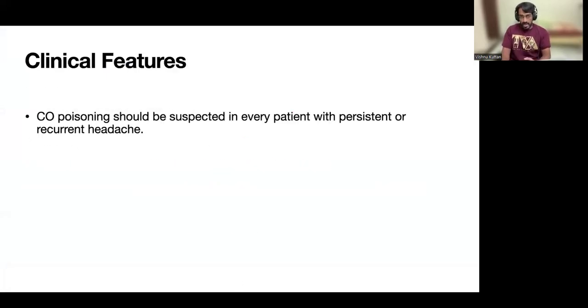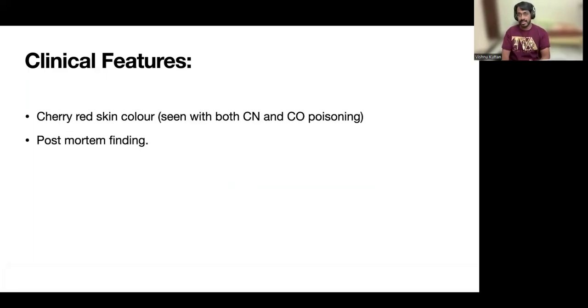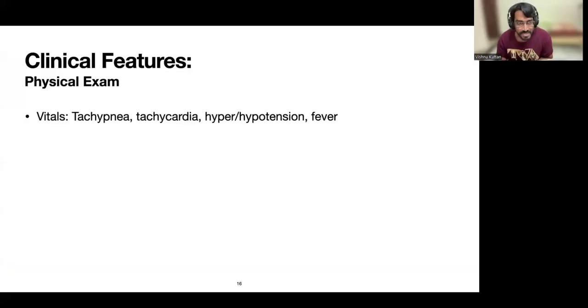And so coming over here, it says in Rosen's that carbon monoxide poisoning should be suspected in every patient with persistent or recurrent headache, especially in the winter months. And the classical thing that we learned about in our exams, the cherry red skin color, is actually more typically found postmortem, not much helpful for us in antemortem cases, and it is found in both cyanide and carbon monoxide poisoning. Again, showing how close a relation cyanide and carbon monoxide poisoning have.